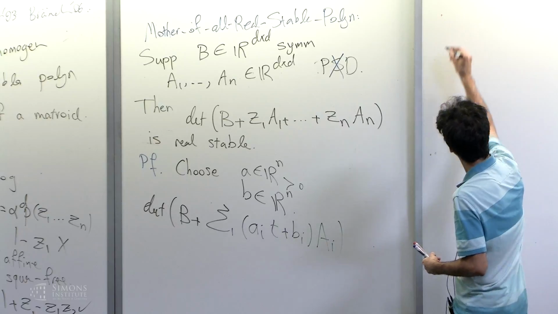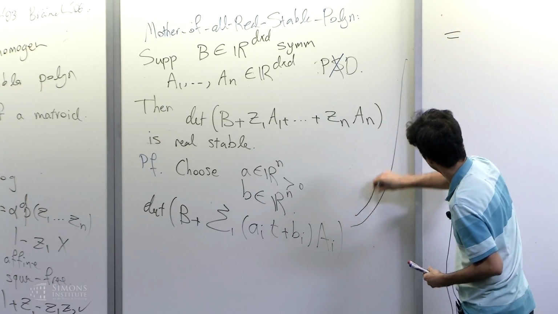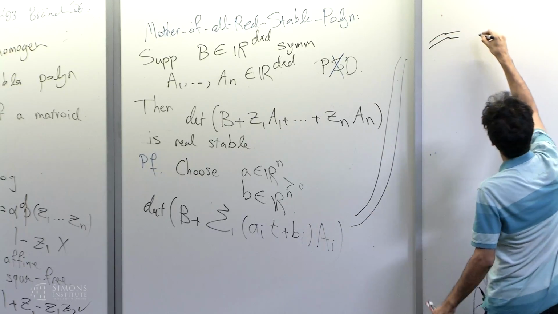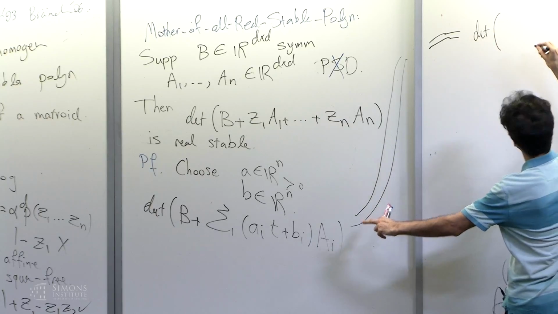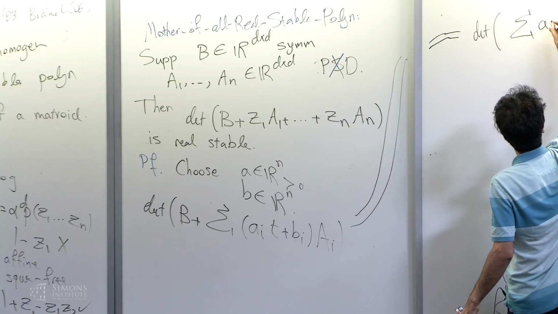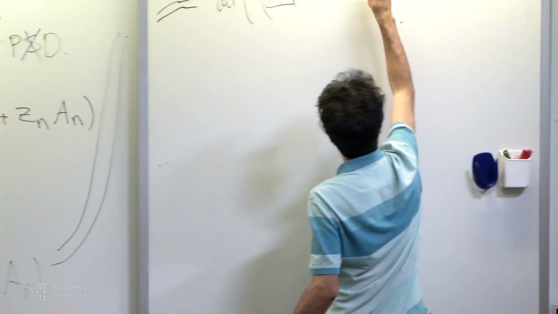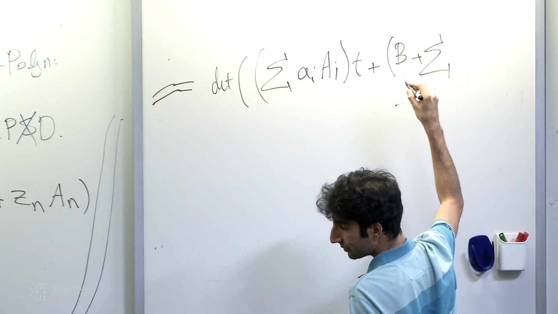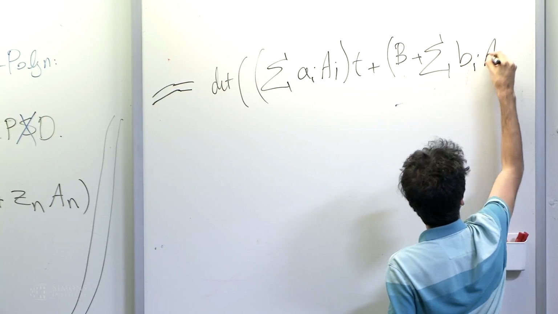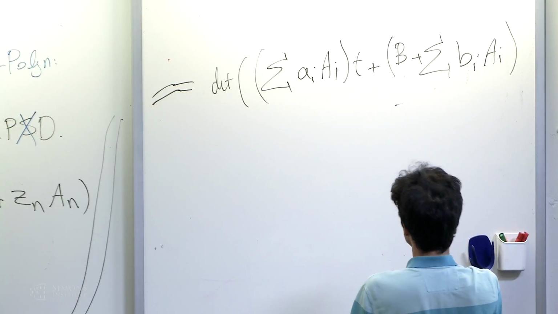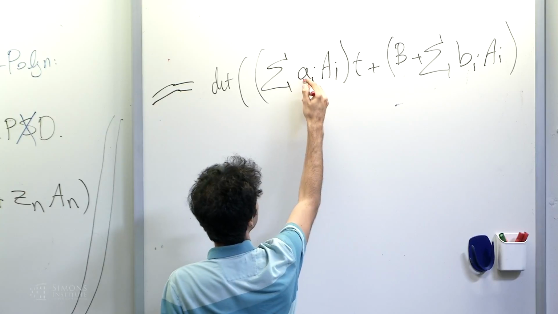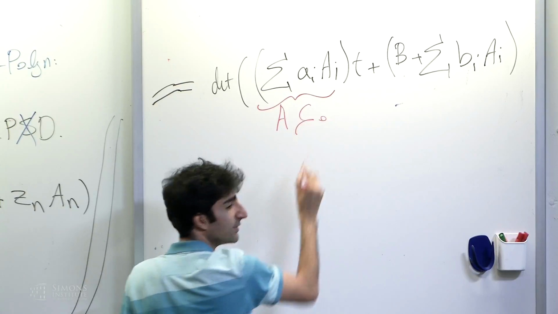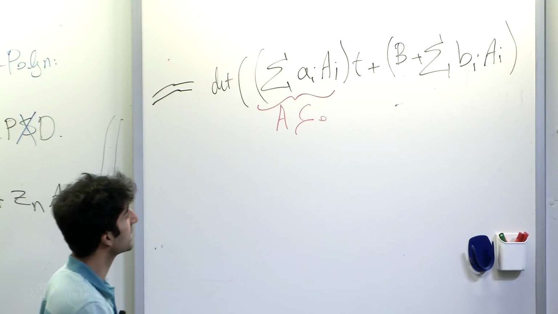So I can rewrite this as follows. This is equal to, let me factor out the coefficient of t. This coefficient of t is just the summation of A_i times t plus the summation of B_i A_i. Good. So now what do I know? I know that the A_i are positive definite. These little a_i are positive. So this matrix, let's call it A, is positive definite as well. It's a sum of positive definite matrices. It must be positive definite.